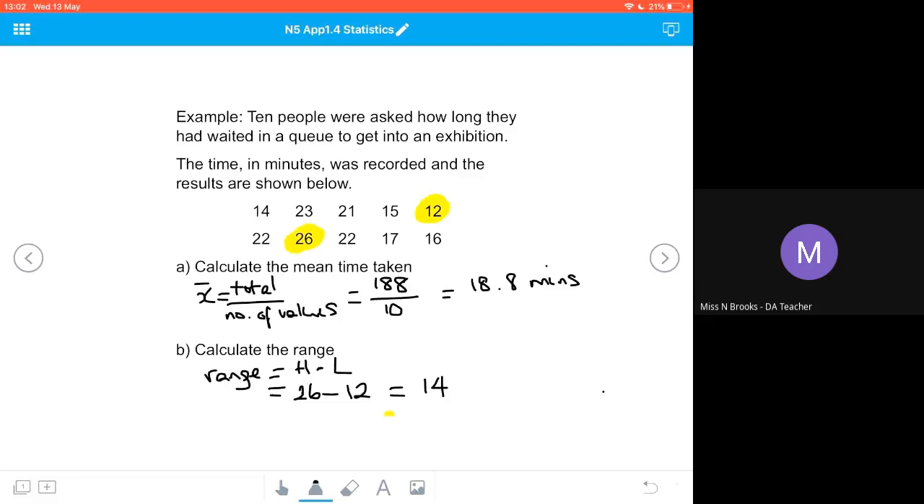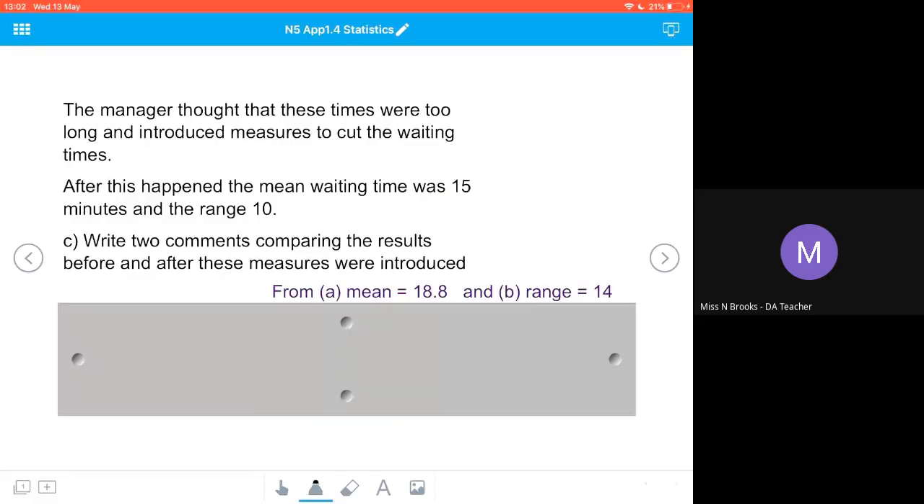Now, the manager thought that these times were too long and introduced measures to cut the waiting times. After this happened, the mean waiting time was 15 minutes and the range was 10. So write 2 comments comparing the results before and after these measures were introduced. So from part A, the mean is 18.8 minutes and the range was 14 minutes.